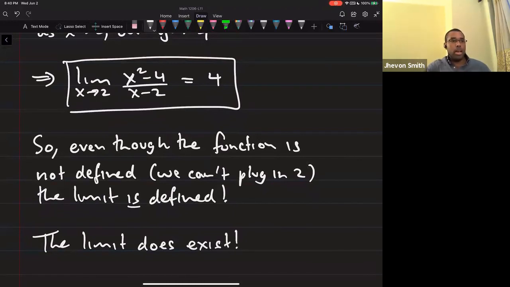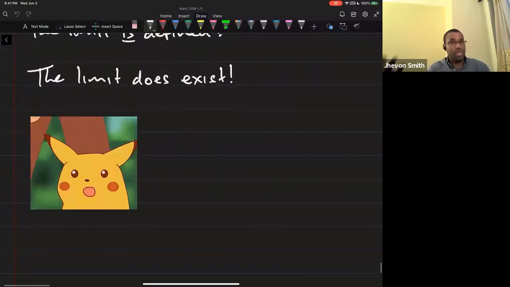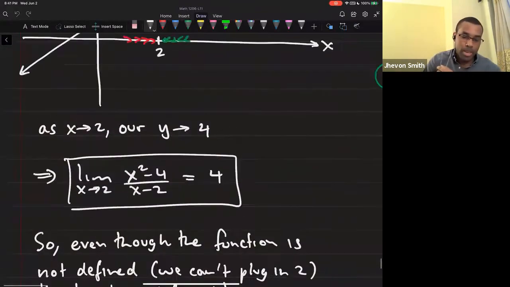Right? And that kind of shows you that taking a limit and plugging in a number, they're different, right? So they're not the same thing. And so you just have to be careful of thinking they're the same thing, because they're not. So it turns out that the limit does exist, right? So there is actually an answer when you put a limit in front of something, right?